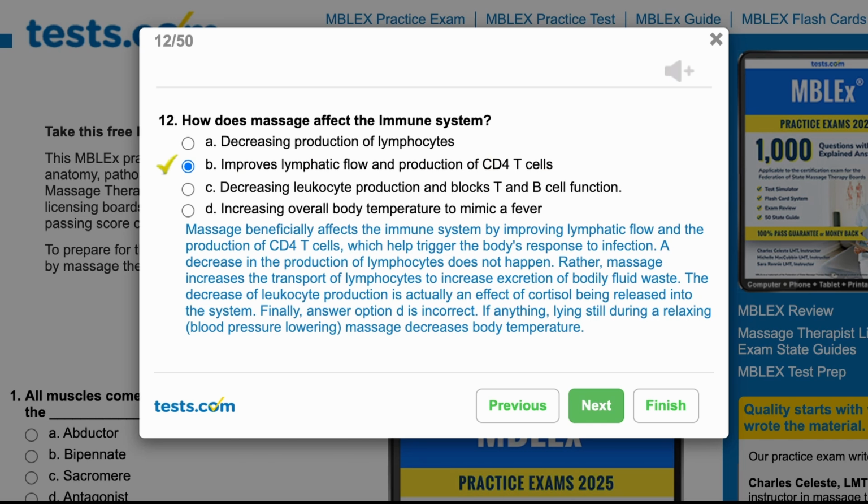Massage beneficially affects the immune system by improving lymphatic flow and the production of CD4 T cells, which help trigger the body's response to infection. A decrease in the production of lymphocytes does not happen. Rather, massage increases the transport of lymphocytes to increase excretion of bodily fluid waste. The decrease of leukocyte production is actually an effect of cortisol being released into the system. Finally, answer option D is incorrect. If anything, lying still during a relaxing, blood pressure lowering massage decreases body temperature.